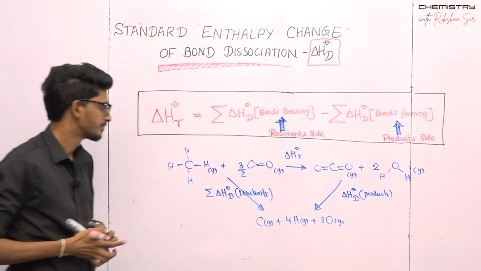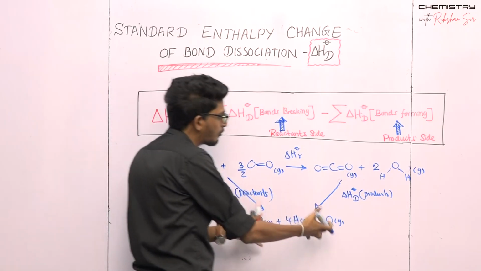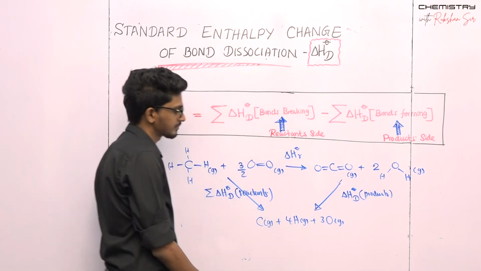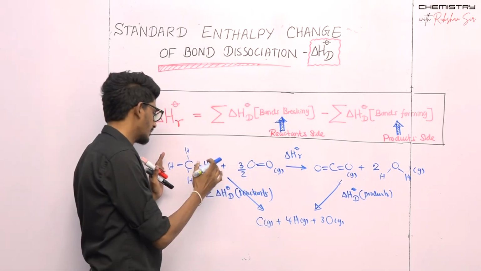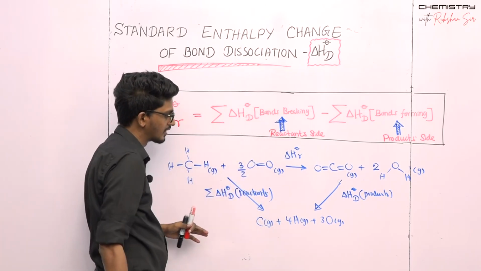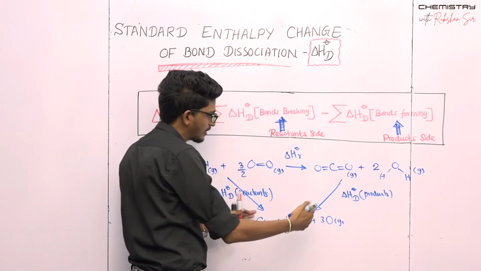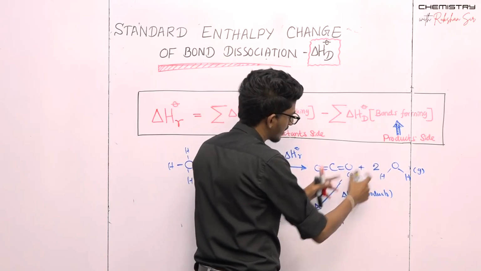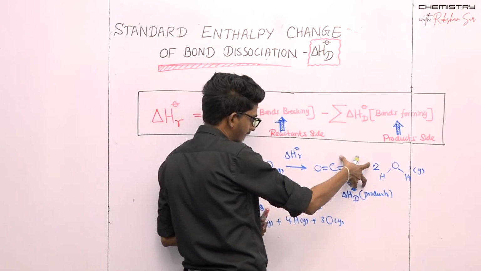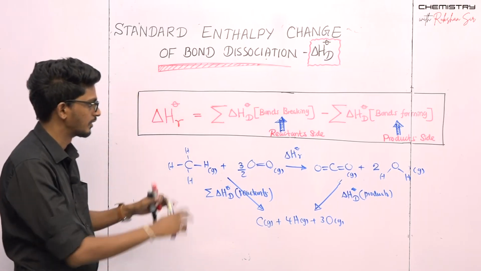So normally we assume first all the bonds of the reactants will break and those will form the products. All the bonds on the reactant side will break. That is why the term bonds breaking is used, and then those things will rearrange to form the bonds in the products. So bonds forming appears on the product side, and bonds breaking appears on the reactant side. That is how the equation came.